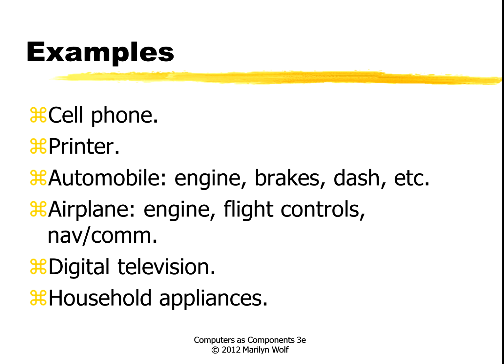What are some examples of embedded computing systems? Your cell phone has several very powerful computers in it. A printer has several computers in it that are doing real-time calculations. Your car has computers that control all the critical systems as well as provide you with entertainment. Same thing with airplanes. Airplanes rely on a network of computers. Digital television does a lot of computing at very high data rates in order to provide you with HDTV. A lot of household appliances use computers.